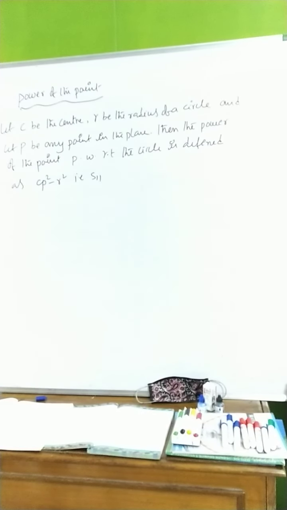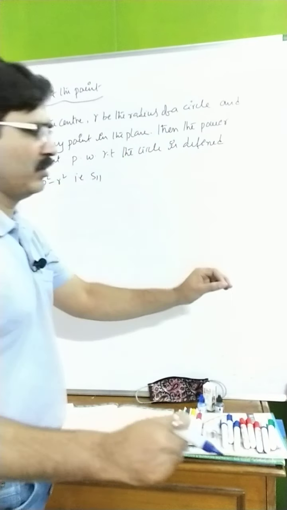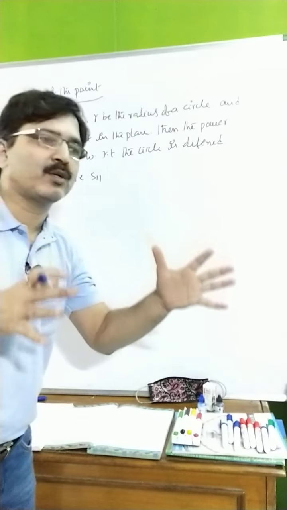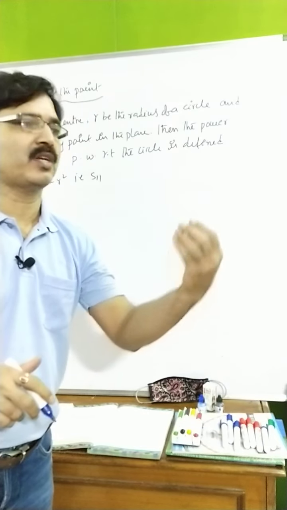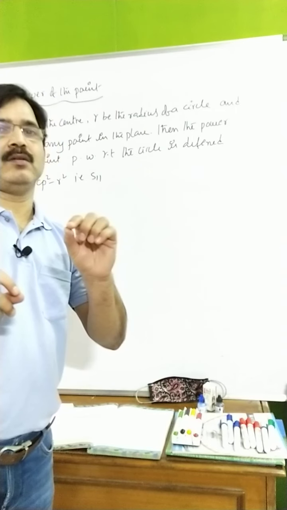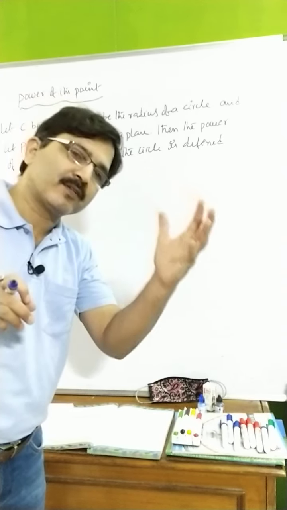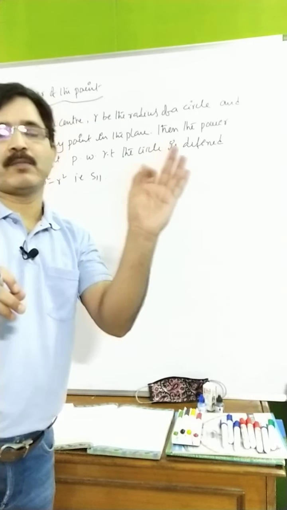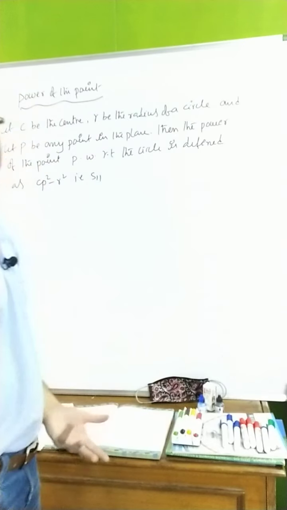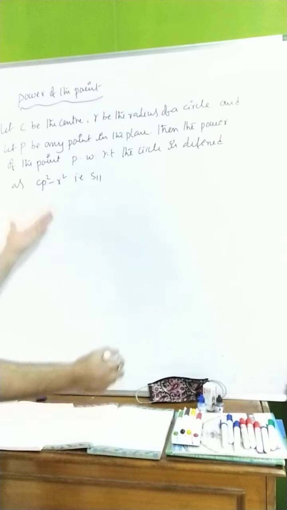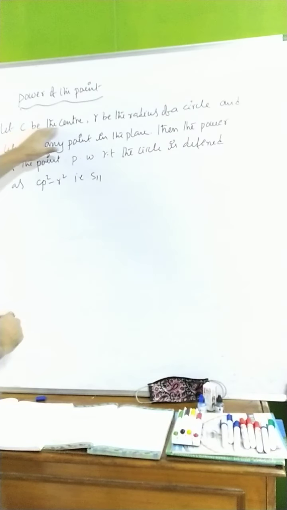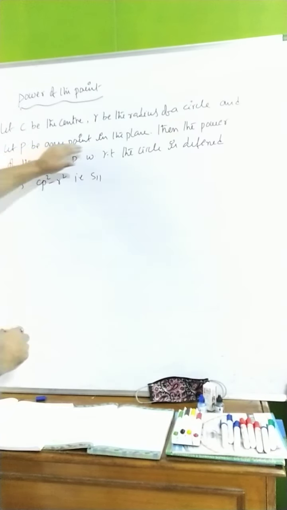Now you see here, what is meant by power of the point? Very simple. Power of the point, we can define like this. Let us take a circle whose center is C and whose radius is R. The given point is P. The power of the point P with respect to the circle is defined as CP square minus R square. That is called the power of the point. That is the same definition I wrote: C is the center, R is the radius of the circle, P is any point in the plane.